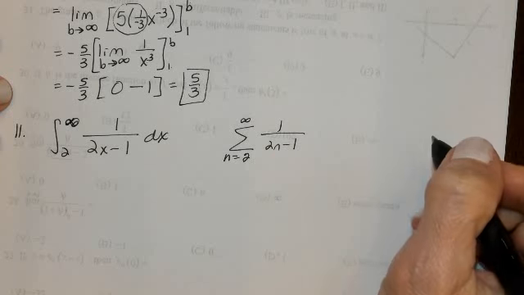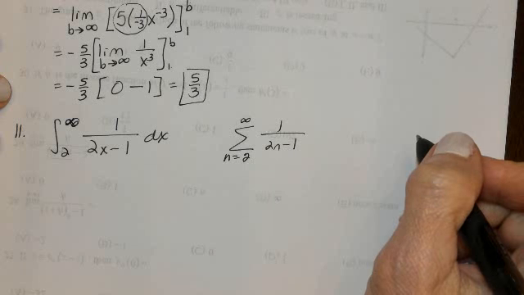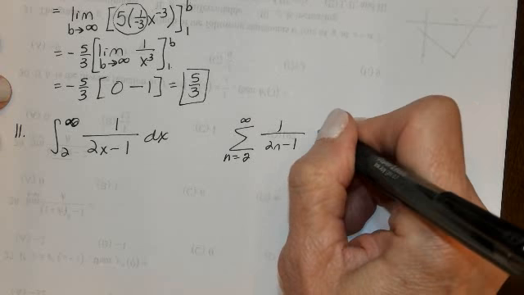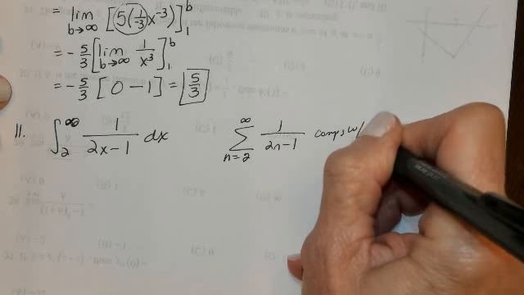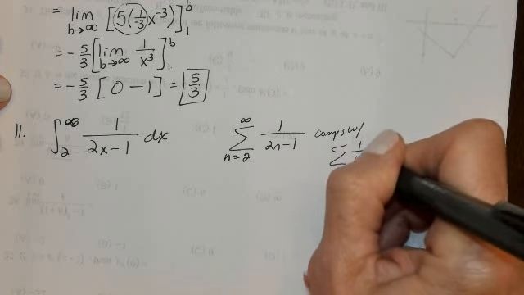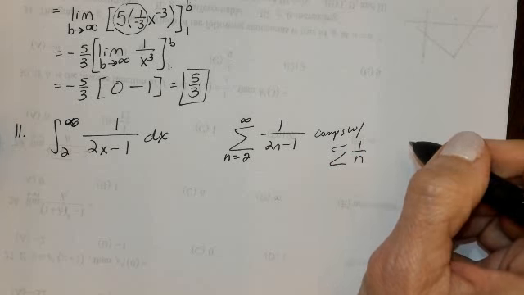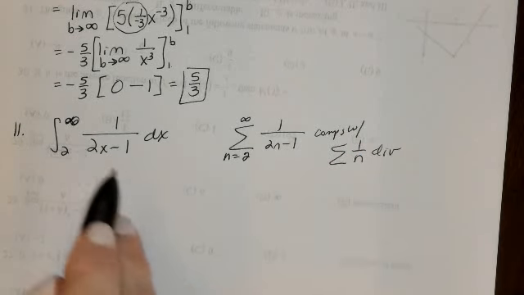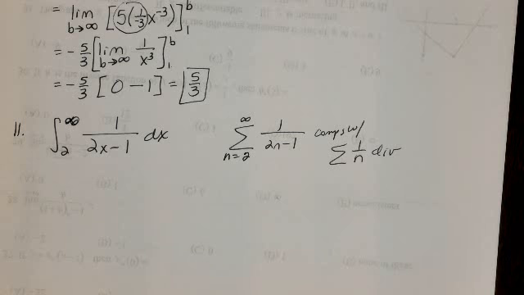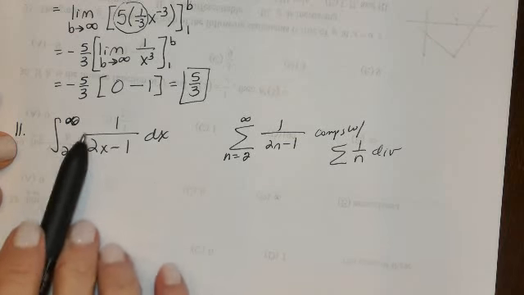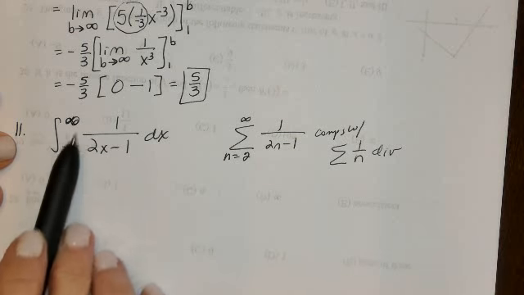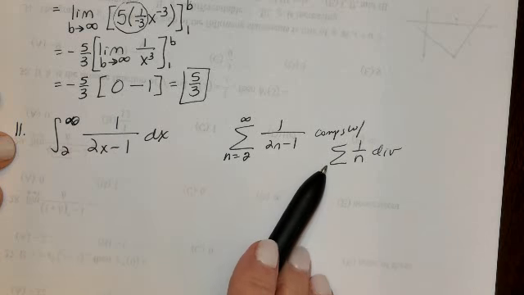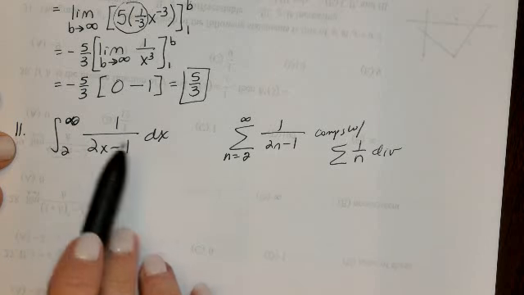What does the series do? Well, the series acts like 1 over n, right? That's what it acts like, which we know diverges. So I know that this integral will diverge as well. The function is positive, continuous, and decreasing on these values of x. So I know that this will do whatever the series does, so I know it's going to diverge.